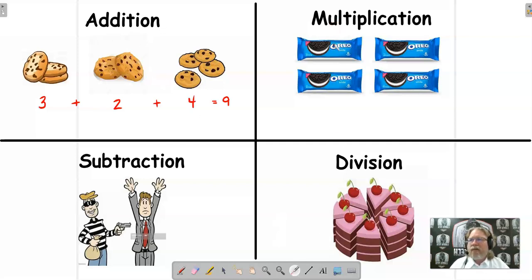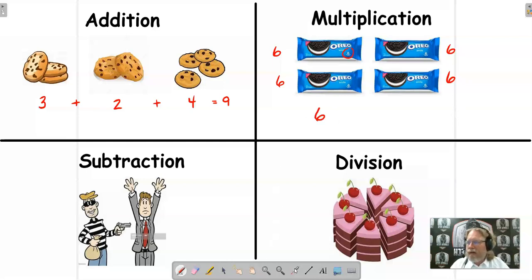Now, multiplication is similar to addition. It's related to it in the concept that we're still adding, but we're adding the same number over and over and over again. So, like here we have 4 packs of Oreos. And each one, you can see here, has 6 cookies in it. They all have 6 in it. So I could do 6 plus 6 plus 6 plus 6. And 6 plus 6 is 12, and these 6's make 12. And altogether I have 24.